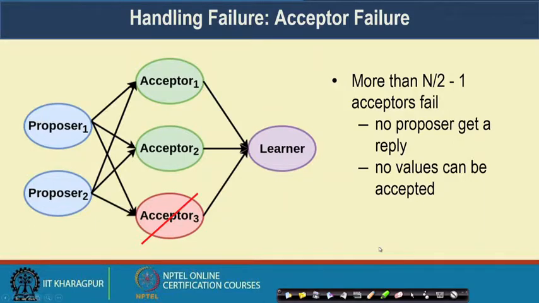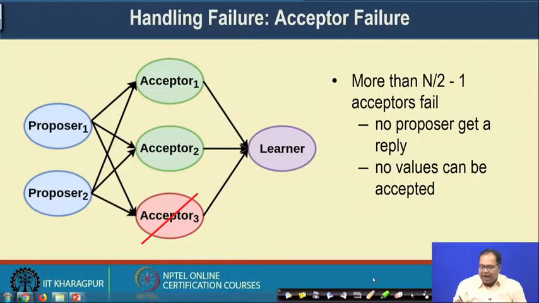Now, the only thing that you have to ensure is that fewer than n by 2 acceptors fail simultaneously, because you are going for the majority voting principle. Whenever you are going for the majority voting principle in a synchronous environment, you need to ensure that the majority of the nodes are correct. So, if more than n by 2 acceptors fail, then no proposer gets a reply, and you cannot come to a consensus.